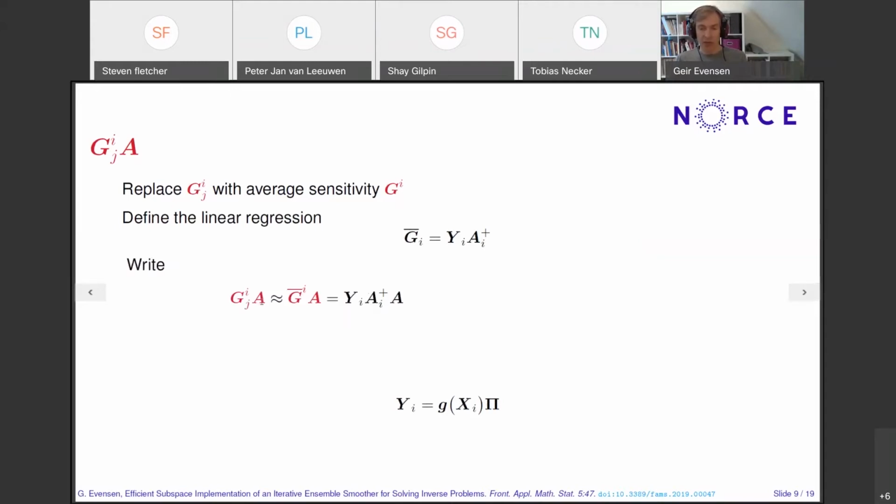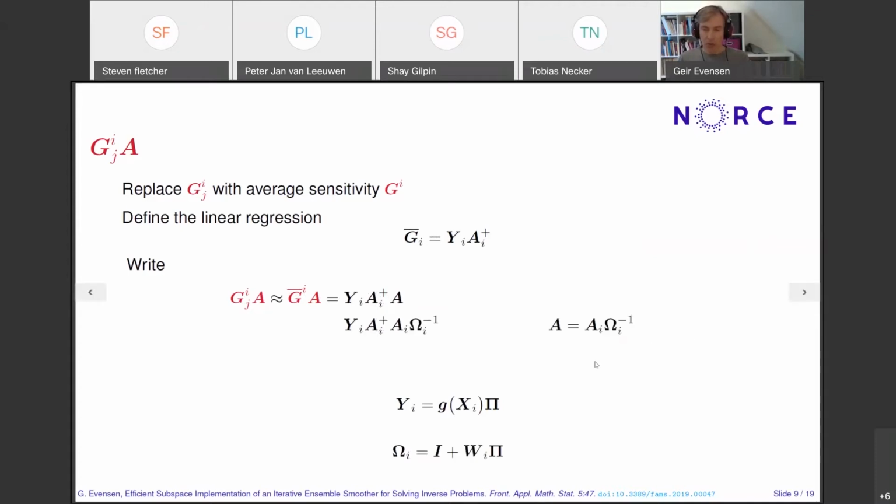So we start with this expression. We approximate it with this simplified expression, where we use the averaged sensitivity and the linear regression definition for G. So it looks like this. I think this is where the problem starts mathematically, because it's not easy to say anything about this term, and this term is also still the dimension of the state space. So it's a big matrix.